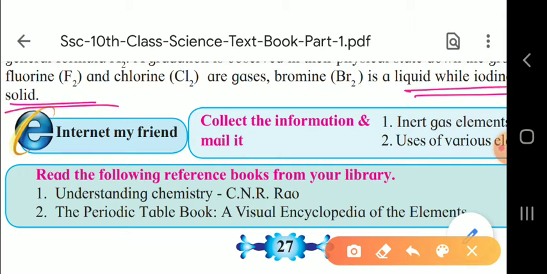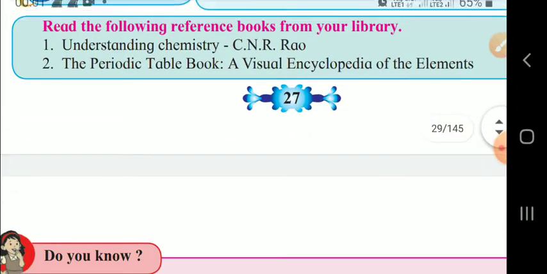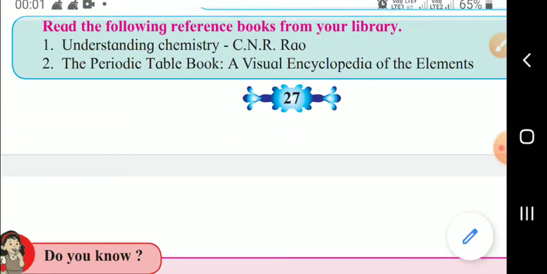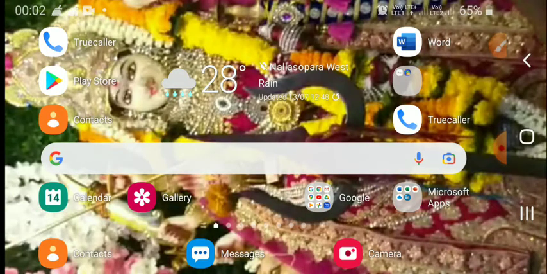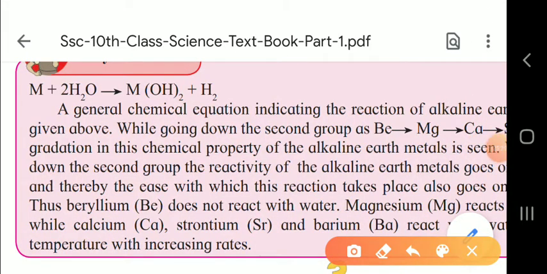Now all this is cancelled for you, children. This everything is cancelled. Now let us come to the next page, children. Do you know that is also cancelled for you? So children, this portion is cancelled for you.